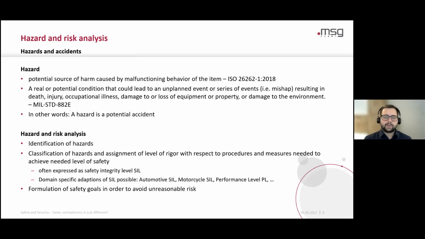But in the end, we say, okay, for medium risk, we just need to take medium actions. For high risk, we need to take high actions. We need to work with redundancy. We need to work with very reliable components. We need to make more tests and so on. So the level of rigor is always higher, the higher the risk is. Based on the risk, based on the classification, we then formulate the safety goals in order to avoid the unreasonable risk.